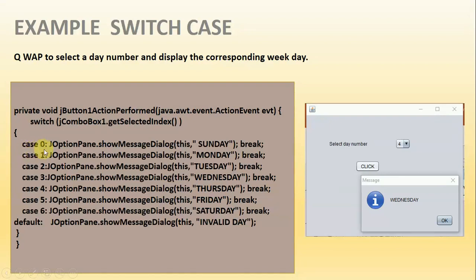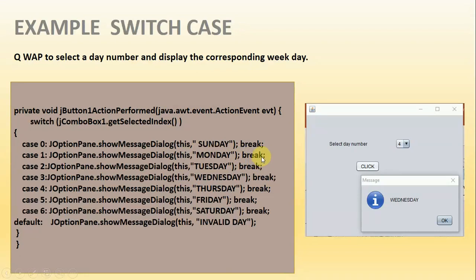So we will write for case 0 colon j option pane dot show message dialog this comma Sunday colon semicolon break. If this is case 0, it means we have started with index 0, but on our combo box this is number 1. So for 1 it will display Sunday. Then for case 1 colon j option pane dot show message dialog this comma Monday. Please note these double quotes because this is a string. It has to be in double quotes.